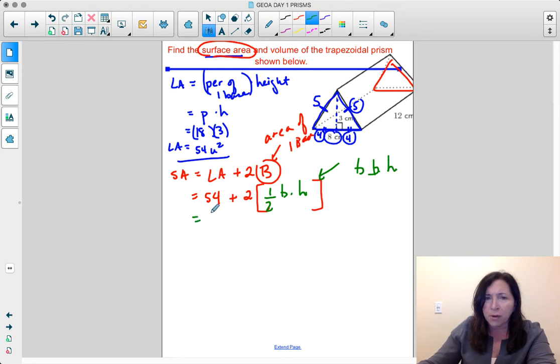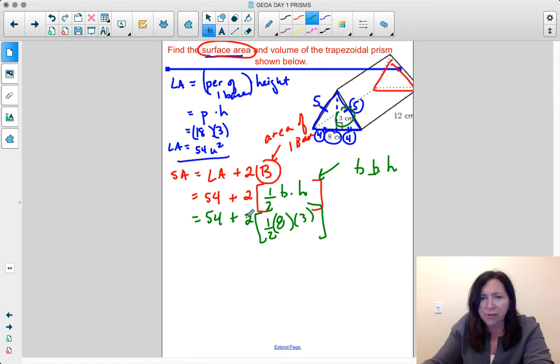So that when I work this out and I say, well, this is going to be 54 plus 2 times 1/2 my base. Well, I know my base is 8 and my height is 3, okay? And so I'm just going to multiply all this together. So I know my 2's are going to cancel, and I have 8 times 3, which is 24.